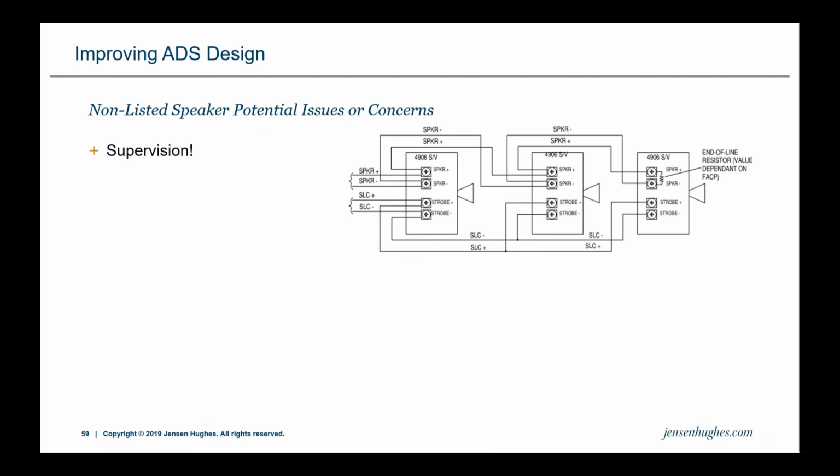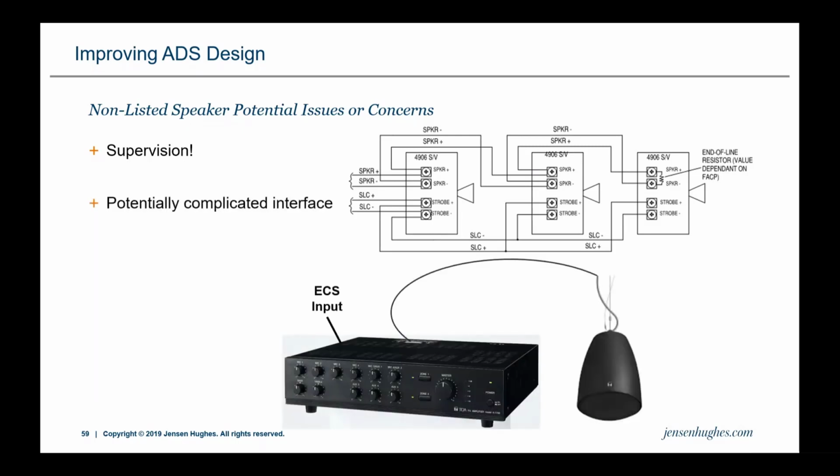Our fire alarm speakers are very used to providing a supervisory voltage through the device and then removing that when the alarm occurs. However, commercial speakers aren't like that. They don't understand that. So we might have to provide a somewhat complicated interface, perhaps a dedicated circuit tied to a dedicated amplifier with an audio input from the fire alarm system.